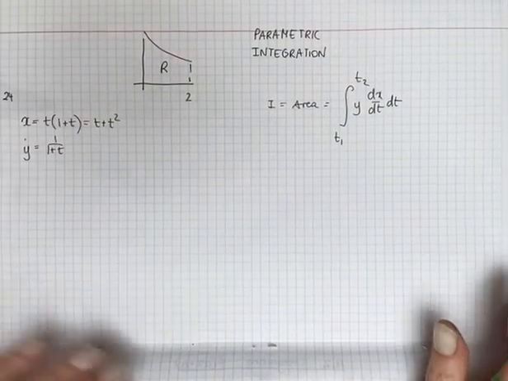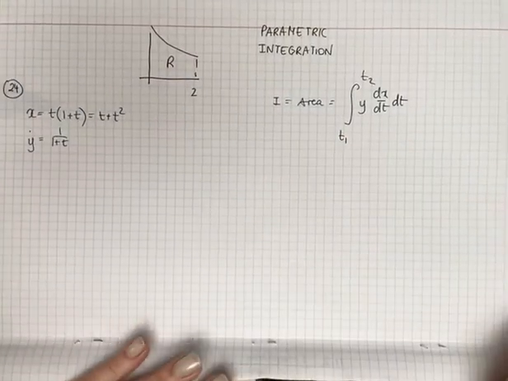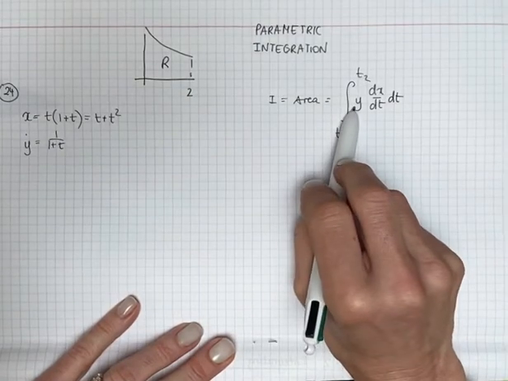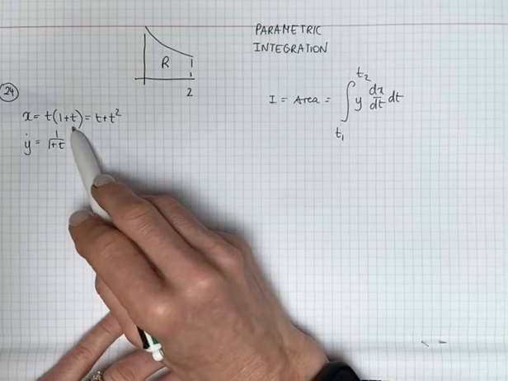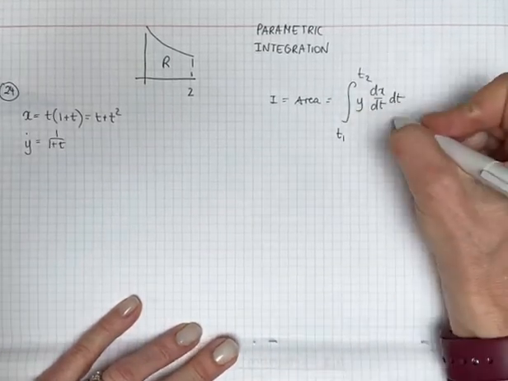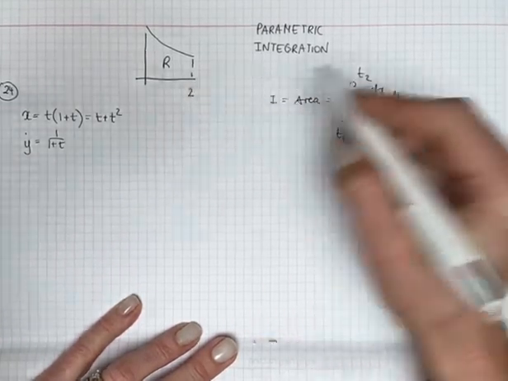Okay, example 24 deals with parametric integration. So the result that you use for integrating parametric equations is y, which is multiplied by x differentiated, so dx dt, and then the limits need to be the values of t at the 2 points where x is equal to 0, x is equal to 2.